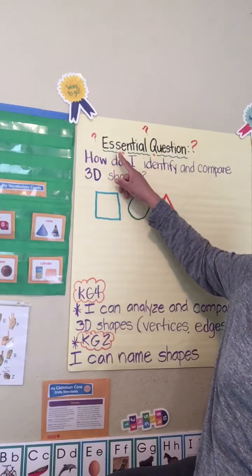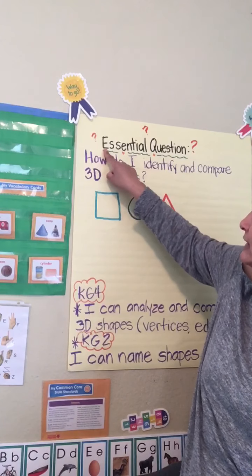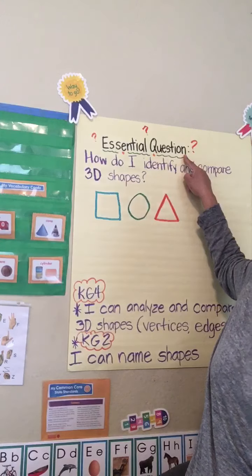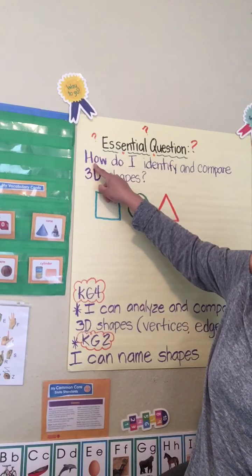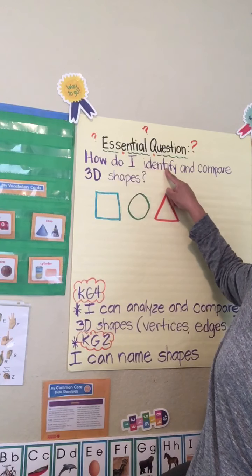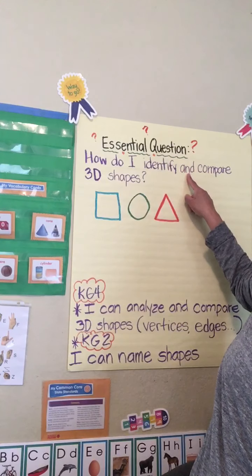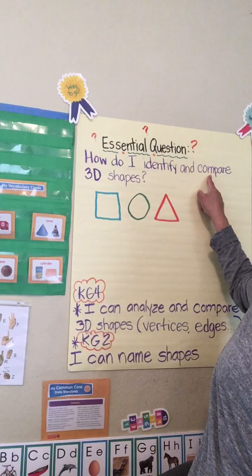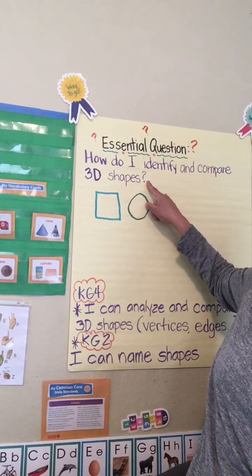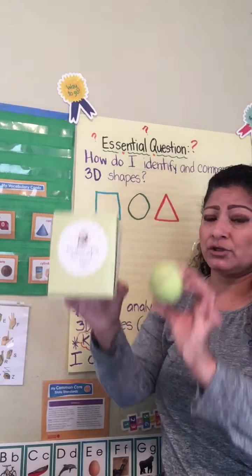Boys and girls, I need your attention here. So now, let's look at our essential question. Why don't you help me read? How do I identify and compare three-dimensional shapes? Last time I saw you, we talked about a cube and a sphere.